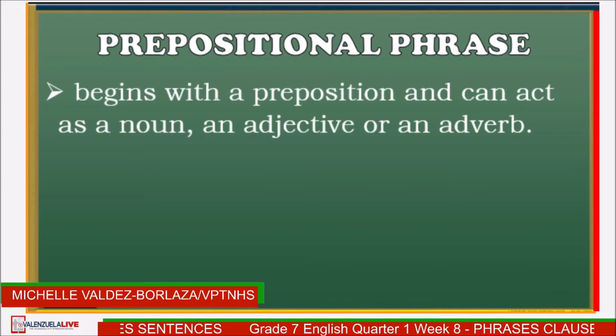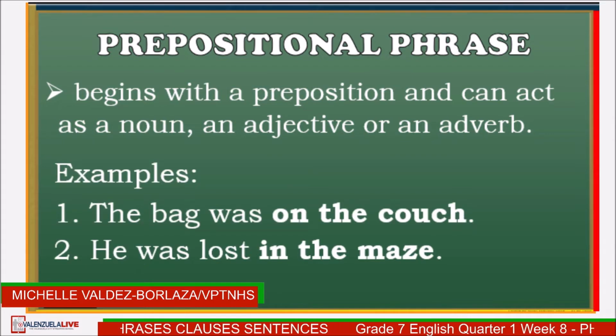A prepositional phrase begins with a preposition and can act as a noun, an adjective, or an adverb. Examples are, 1, the bag was on the couch. 2, he was lost in the maze.